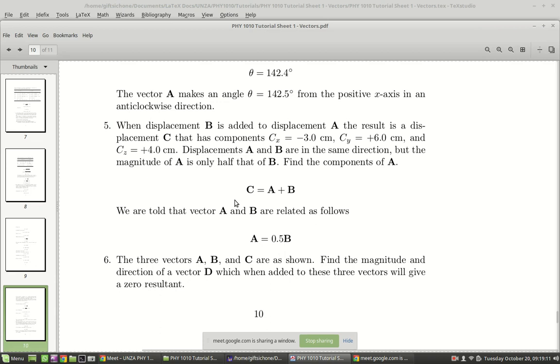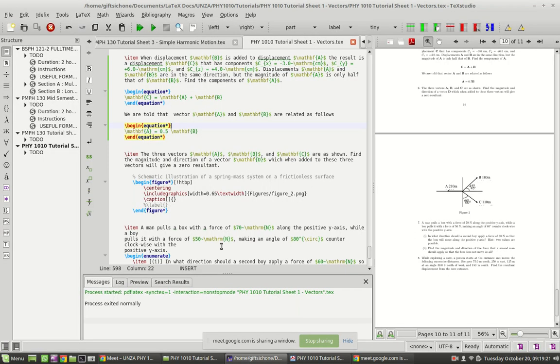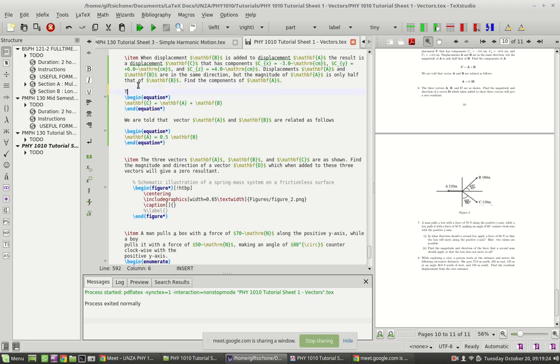Is this clear? Is what we have written clear? Yes, sir. Okay. Vector C is the vector sum of vectors A and B.